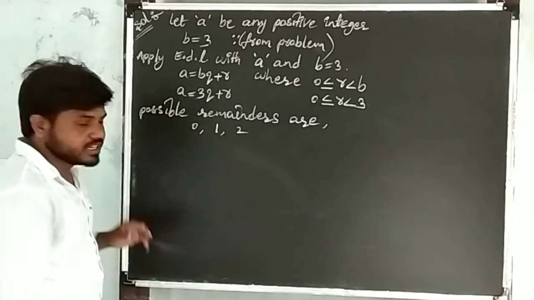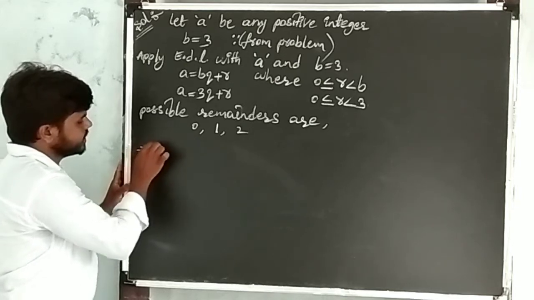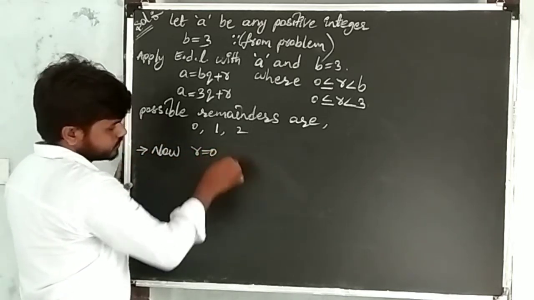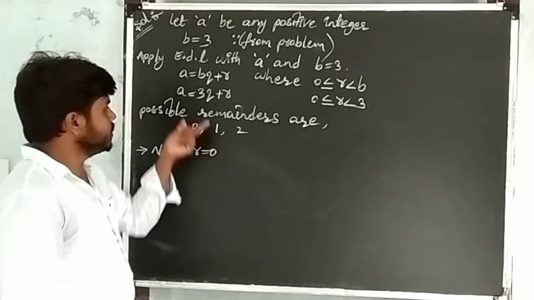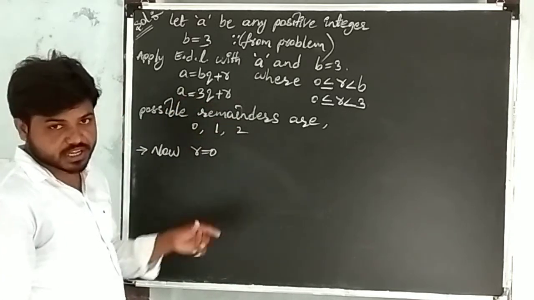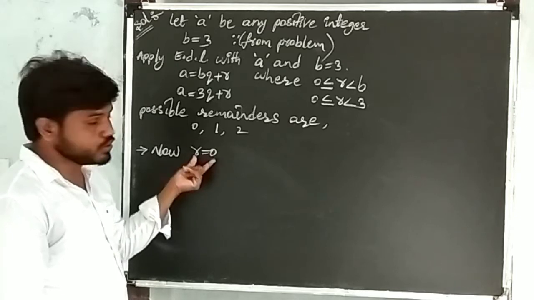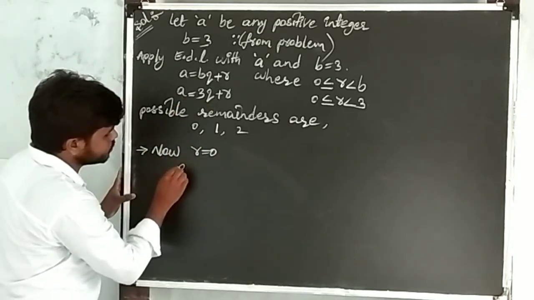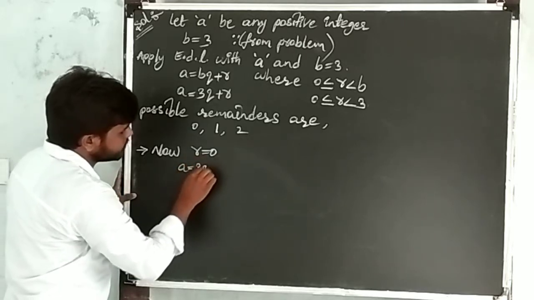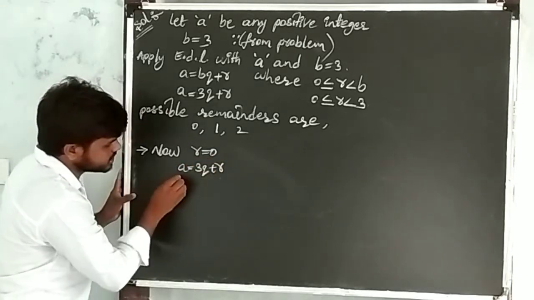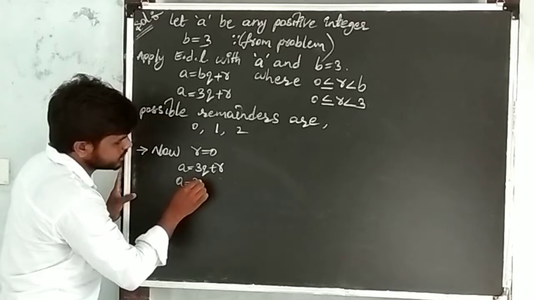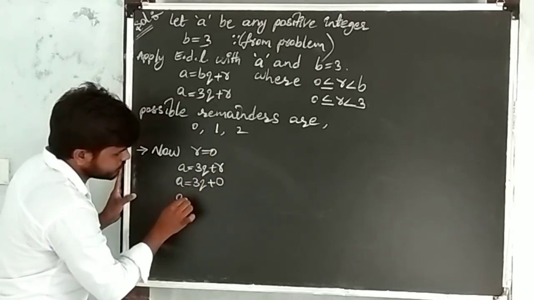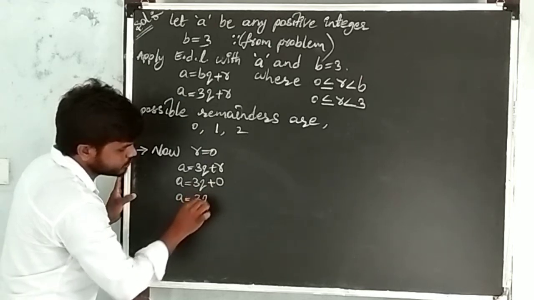Now take remainder 0. Substitute this remainder 0 in a equal to 3q plus r. The remainder is 0, so a equals 3q plus 0, which is 3q.